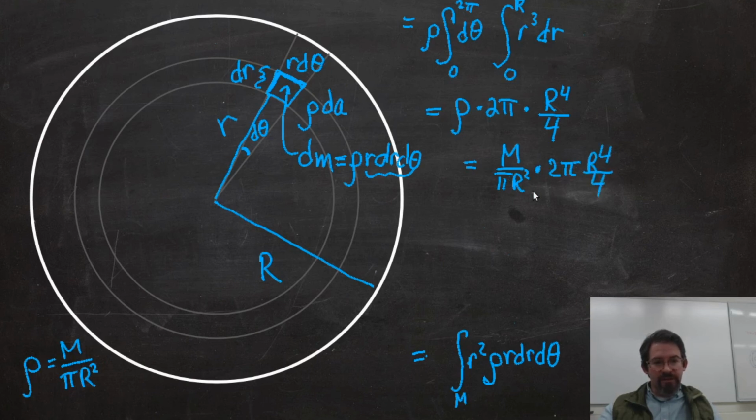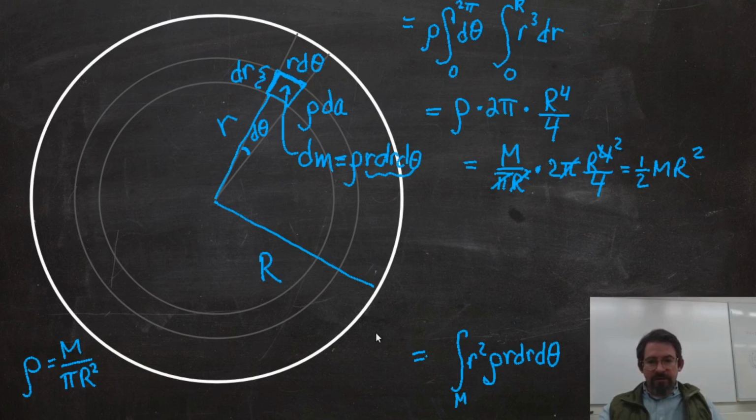I see some things can simplify here. Our pi's are going to cancel. 2 factors of r are going to cancel. And this 2 over 4 is going to become a 1/2. So we have 1/2 big M big R squared. So this thing is the rotational version of mass for a disk like this one, rotating around its center this way.